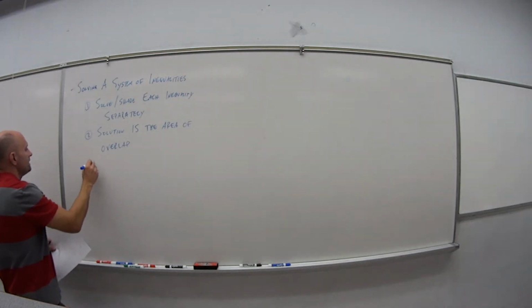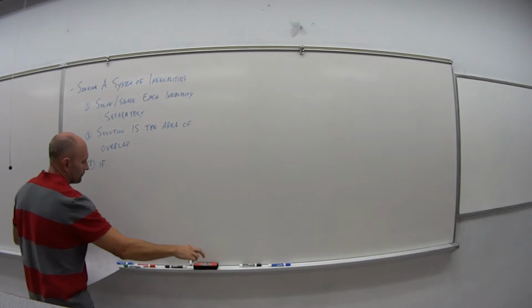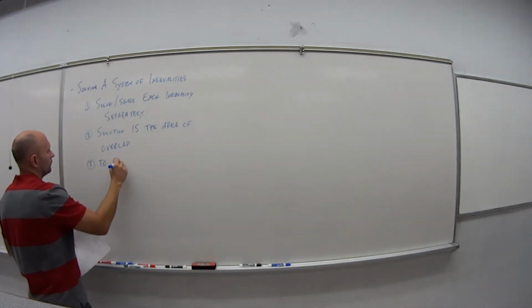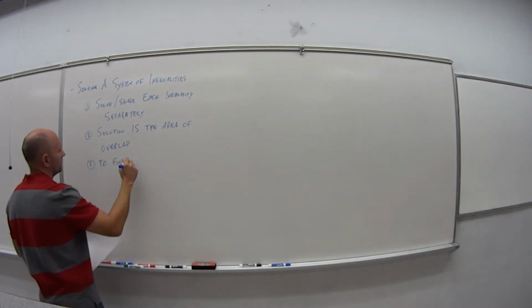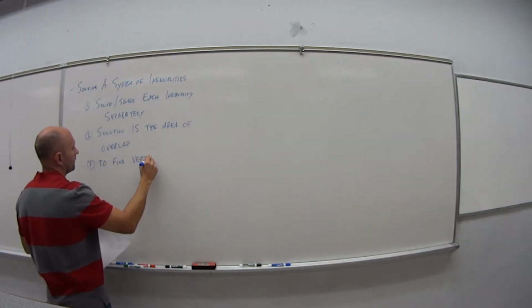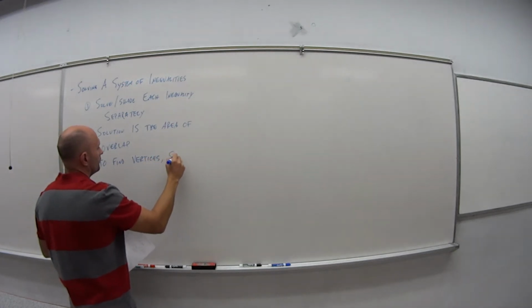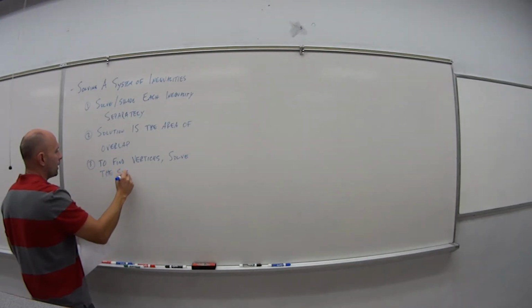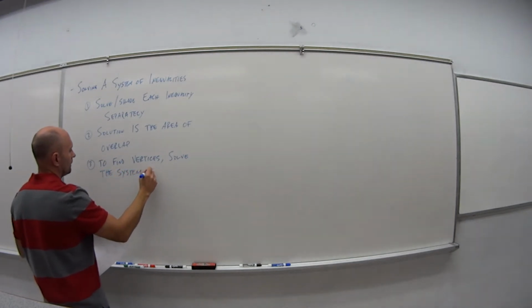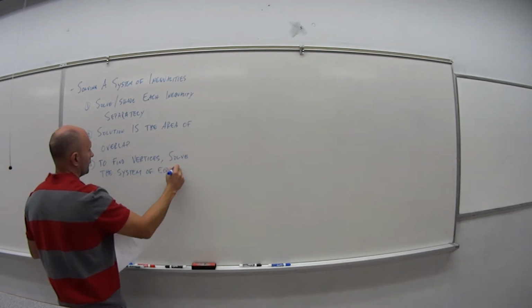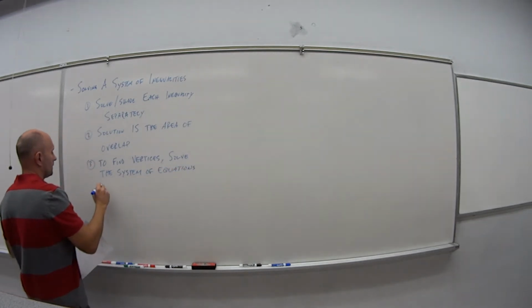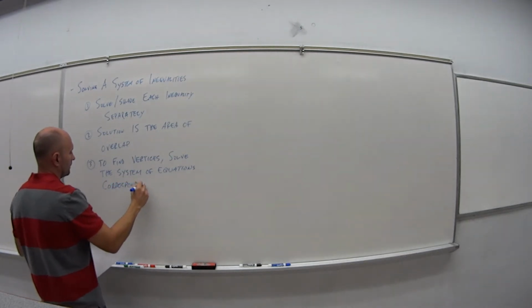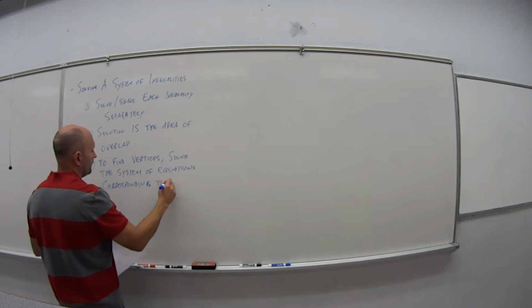And then 3, to find the vertices, so to find where they intersect, solve the system of equations corresponding to the inequalities.